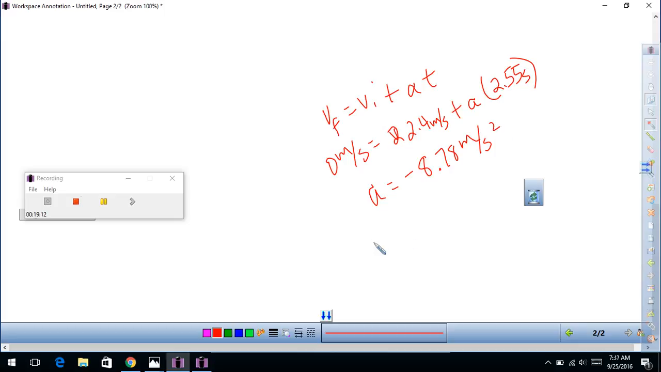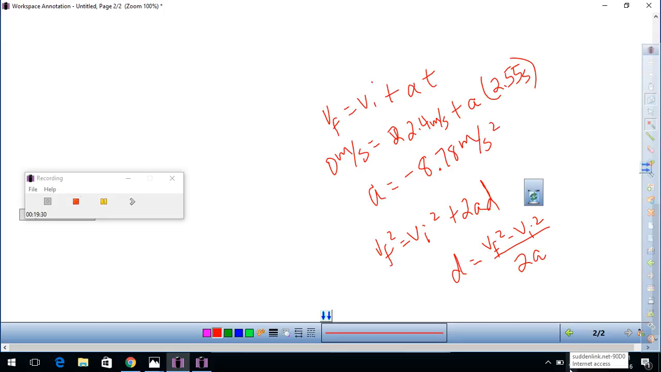And then once I knew that, I could do VF squared equals VI squared plus 2AD. Rearrange this and solve for D. So D would be VF squared minus VI squared over 2A. And I could solve for my distance.